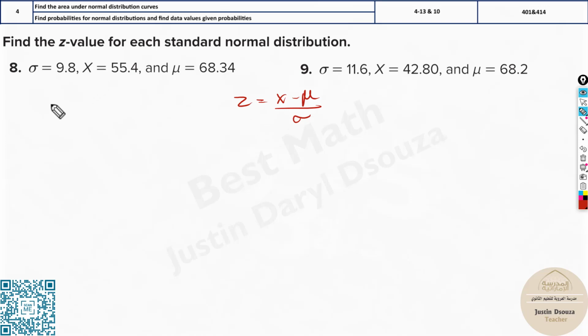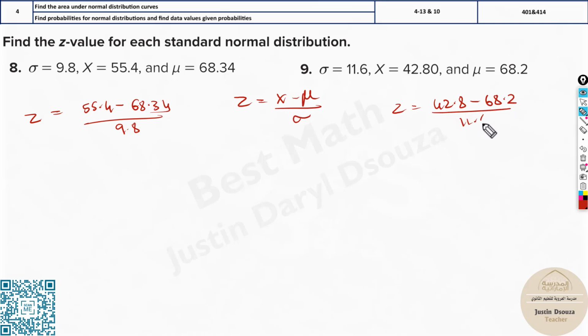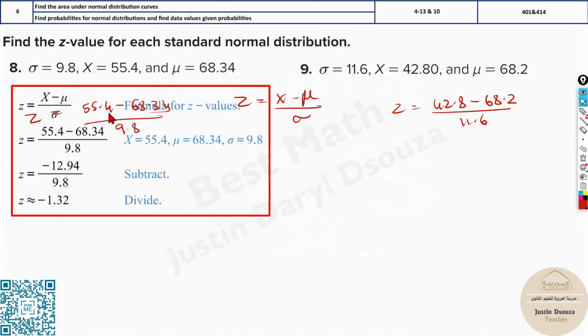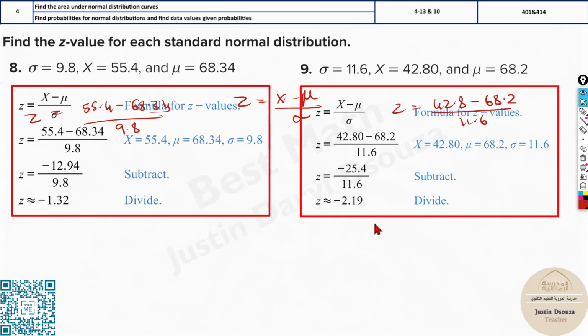Since I've written the formula, I'll directly solve. Z value will be equal to 55.4 minus 68.34 divided by 9.8. That's the answer. Here, z value will be equal to 42.8 minus 68.2 divided by 11.6. That's it. You just put these in the calculator and you get the answers. You don't need to do so much substitution. Directly after the formula, substitute, answer, only 3 steps. Even over here, the same substitution, directly answer.